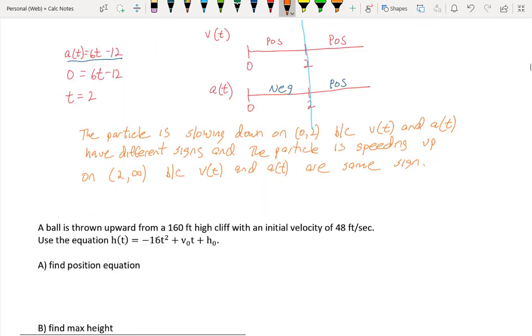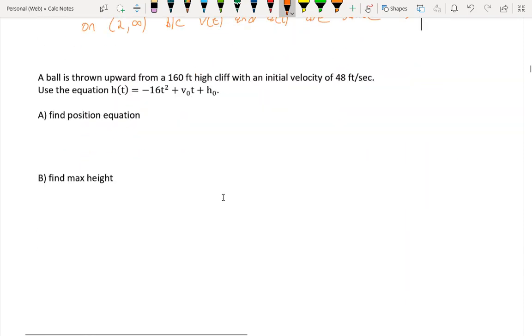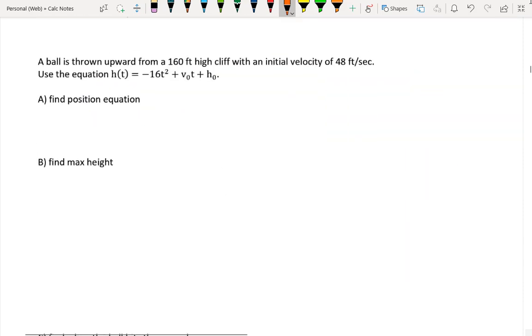All right, we got through that one a little bit quicker. What do we got left here? Wow. It's a long lesson, isn't it? All right, so it says a ball is thrown upward from a cliff, 160-foot high cliff with an initial velocity of 48 feet per second. Use the equation h of t equals negative 16t squared plus v sub 0, that's velocity, t plus h sub 0, that's your initial height.